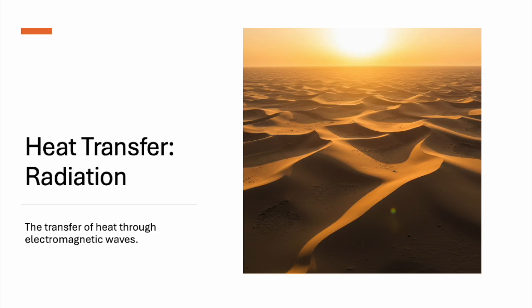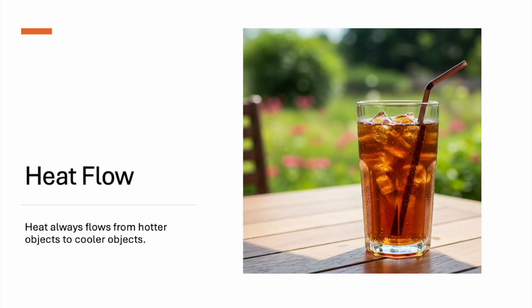Heat always flows from warmer objects to cooler objects until they reach the same temperature. This is known as the second law of thermodynamics. For example, if you place a cold drink on a warm table, heat will flow from the table and air to the drink until they reach the same temperature.